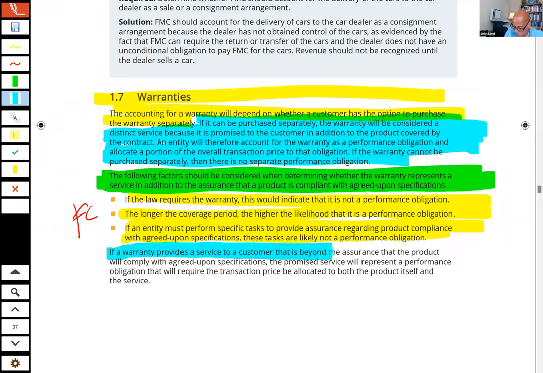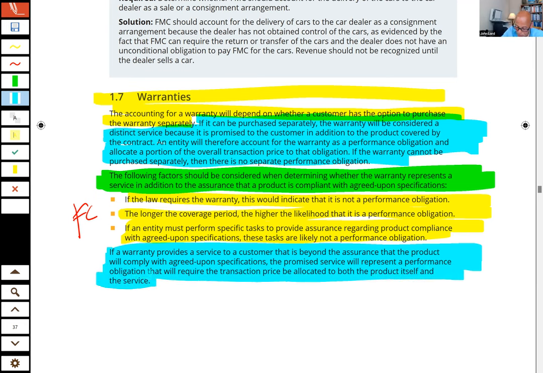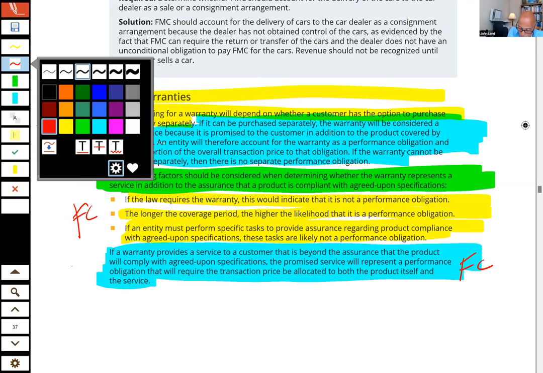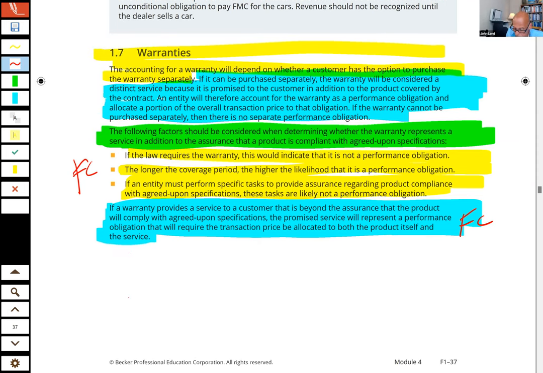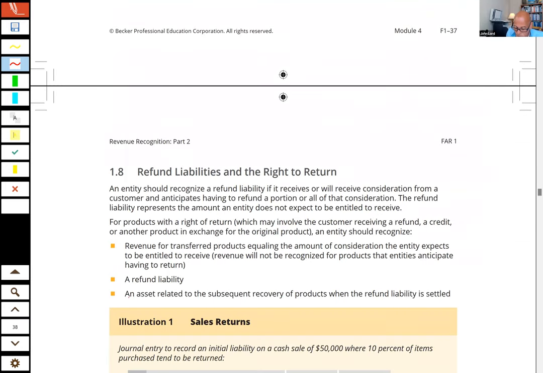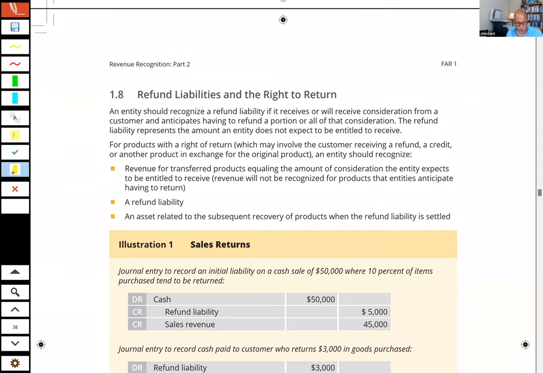Now you can come over here and look at a separate flashcard. If a warranty provides service to a customer that is beyond the assurance the product will comply with the agreed upon specifications, the promised service represents a performance obligation that will require the transaction price be allocated to both the product and the service itself. Sometimes they'll say you can get an extra 3 years on this. I've had warranties offered where they'll give you a damage warranty. If you drop it, we'll go ahead and replace it. So you can actually get some sort of accidental insurance warranty on that as well. That would be considered a separate performance obligation. It would have to be allocating the price to that. We'll talk about the specific accounting for warranties in chapter 5 when we start talking about liabilities.